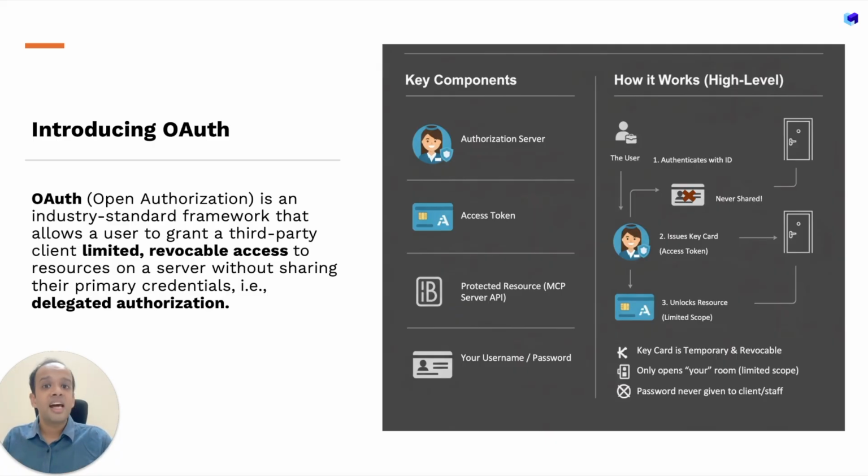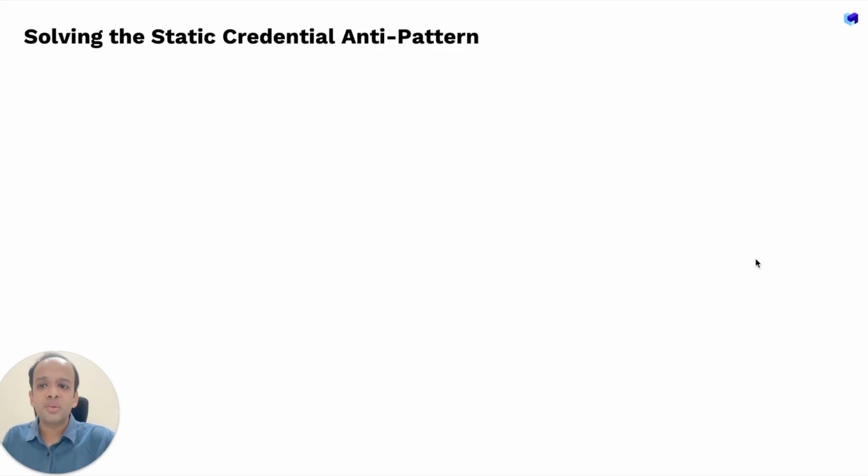And the second thing is that the access token can expire, or that room key expires when you check out. So think about this. The key card is temporary, it is revocable, and it only opens your room. It has limited scope. And this is exactly what OAuth also enables. So when the user actually authenticates, the authorization server issues an access token. And that access token can actually unlock the limited scope, which is the specific resource that it is authorized to unlock.